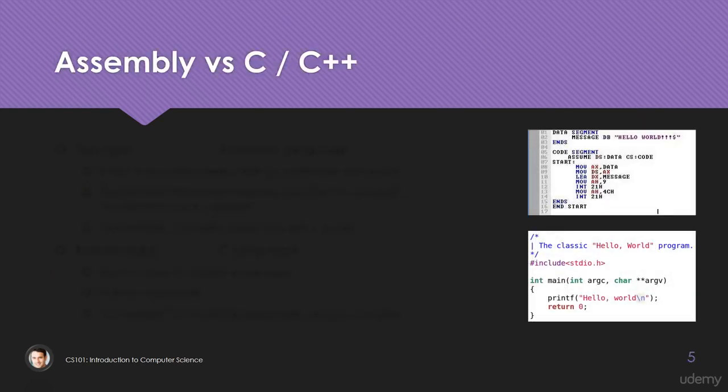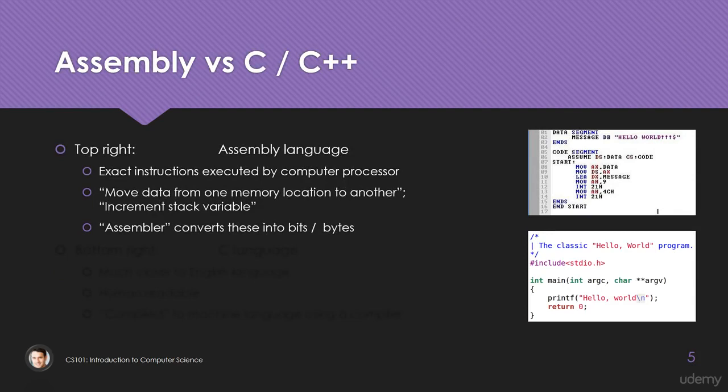And just to give an example of what people used to wrestle with in the early days of computers. At the top right, you see an image of how people used to code in assembly language. That is the exact set of instructions that are executed by the computer processor, and you tell it to move data from one memory location to another or do things like increment a stack variable. A program called an assembler converts this code into bits and bytes. But there's an exact one-to-one mapping between what a programmer writes and what the computer executes.